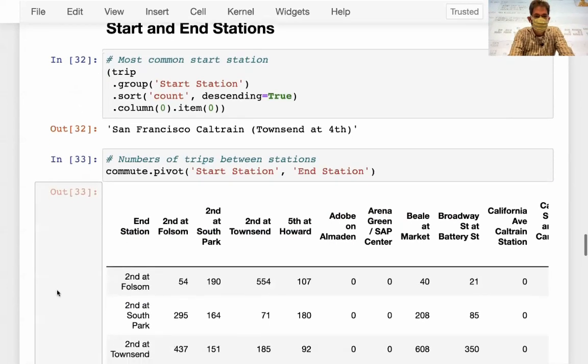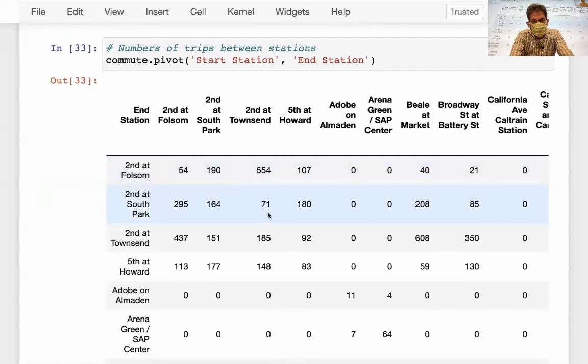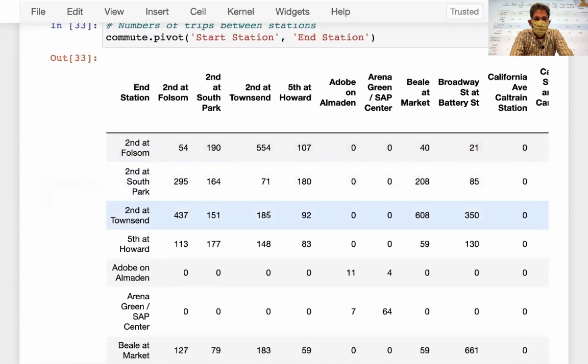We can see where people went from. When they started at 2nd and Townsend, they went to 2nd and Folsom. Okay, so they just went down the street a little bit. Or some people went to 2nd and South Park. Some people ended up right where they started, which actually is a reasonable thing to do. You bike somewhere, get a donut, bike back, get back in your car or whatever.